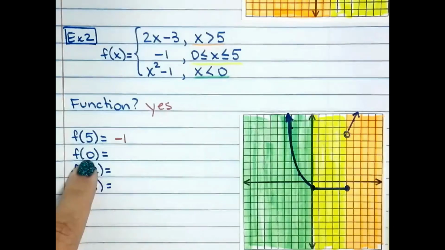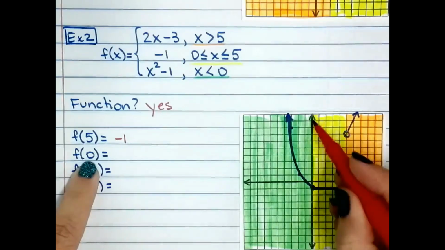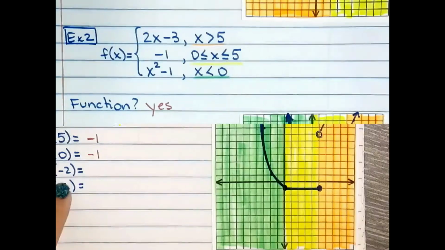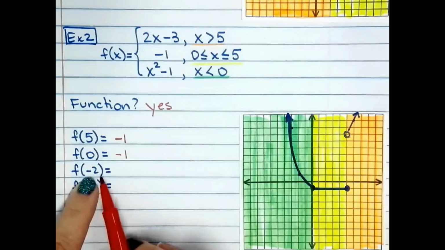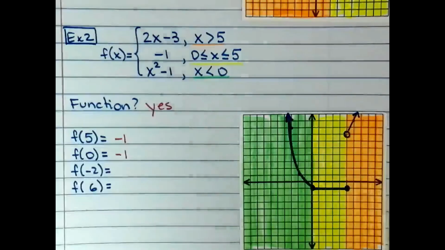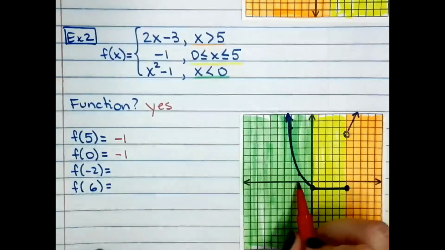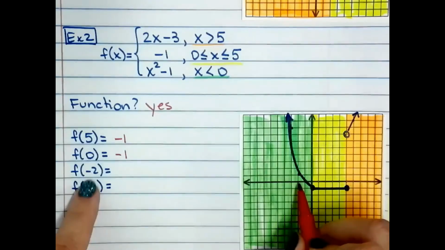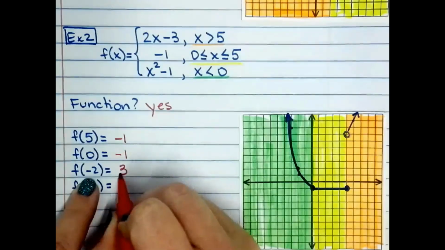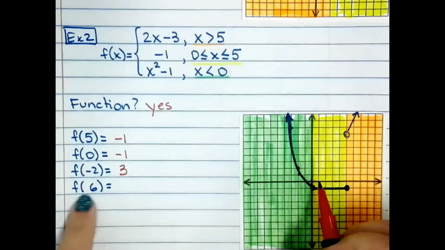What is y when x is 0? X is 0 right there. Y is -1. What is y when x is negative 2? X is negative 2. Right here. It should be right here at 3. Sorry about that. Boo-boo. So y is 3.